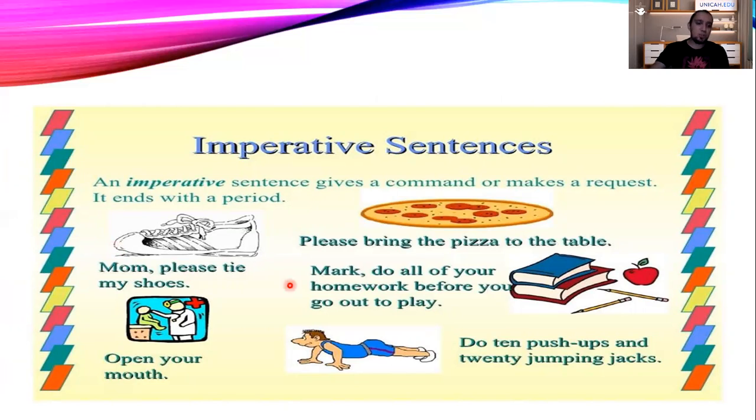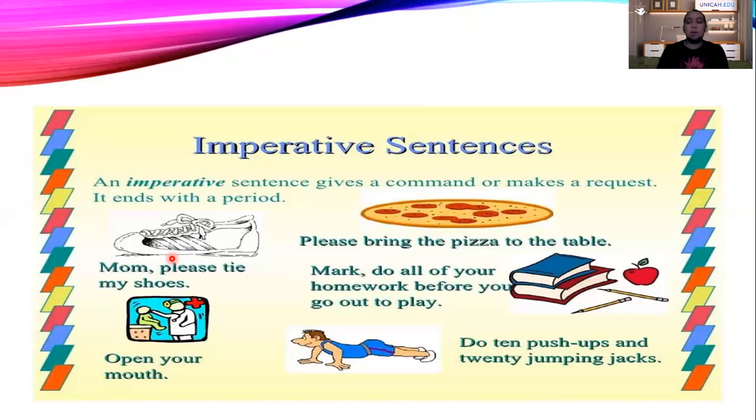I'm using here the subject, but it's separated by a comma. But we know that we are heading to the mother. So it's like, Mom, you please tie my shoes. But you know that you is the subject, but it's implicit. It's not explicit. It's implicit. Explicit means that you can read it, but implicit means that you cannot read it, but you understand it.